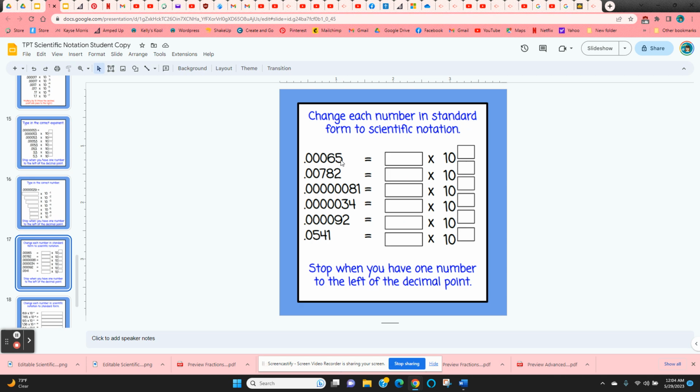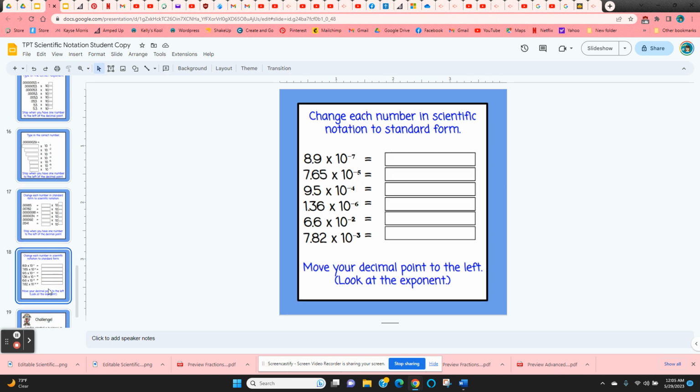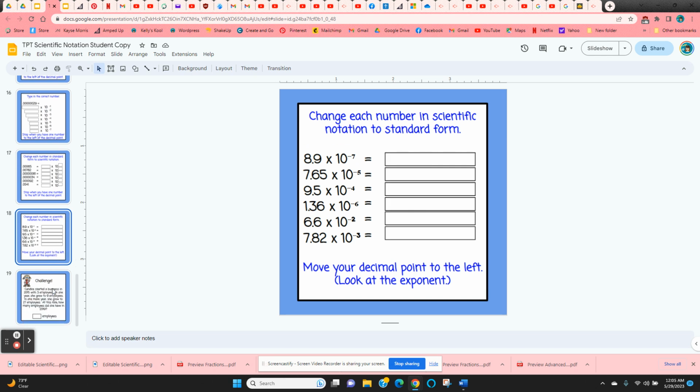And here they're going to change these numbers to scientific notation. Then they have scientific notation and they're going to change to standard form. And these are all for the smaller numbers.